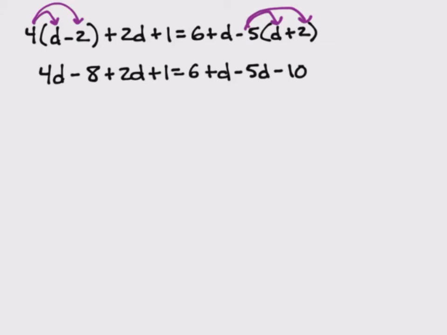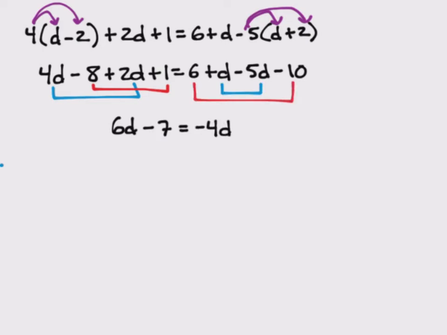Then it's probably best to collect like terms on either side of the equation before doing anything else. Woo! Now we've got something that looks at least a little bit more familiar. Again, we want to collect all of our d's, all of our variables on one side of the equation, and all of our constants, all of the just numbers on the other side.